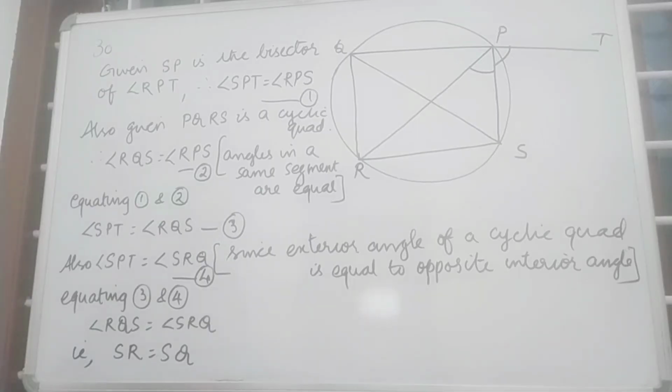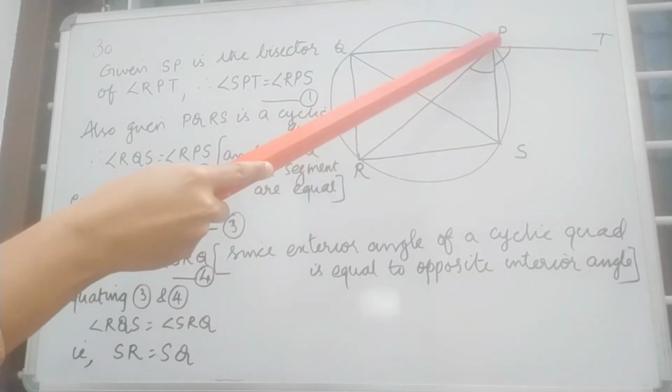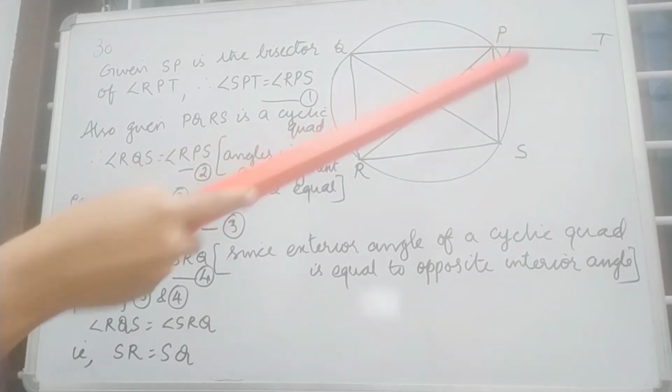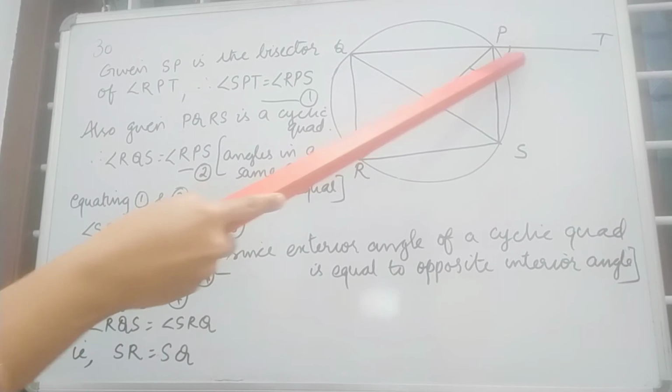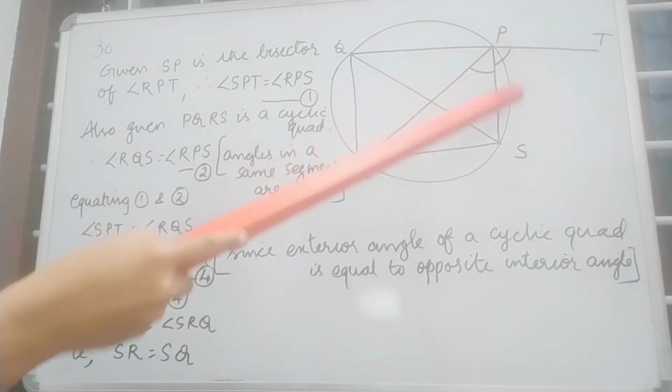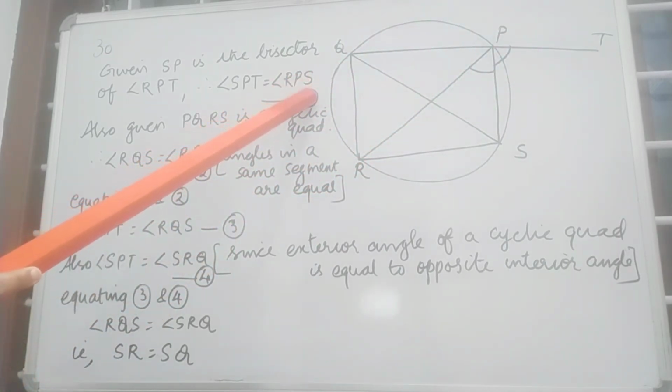Next, question number 30. In the given figure, SP is the bisector of angle RPT and PQRS is a cyclic quadrilateral. Prove that SQ is equal to SR. Given SP is the bisector of angle RPT, so we can write angle SPT will be equal to angle RPS. Since PS is the bisector, these two angles will be equal. That is equation number 1.